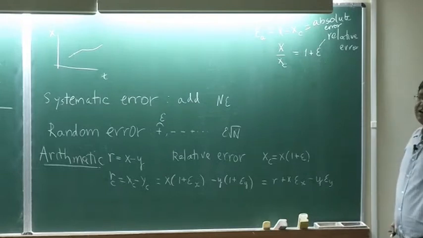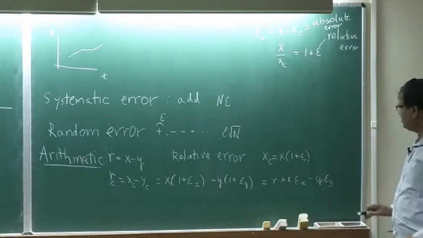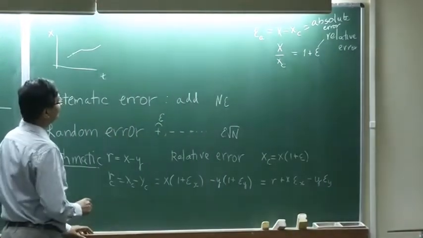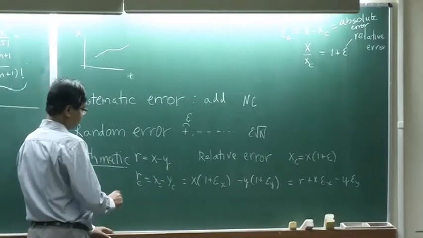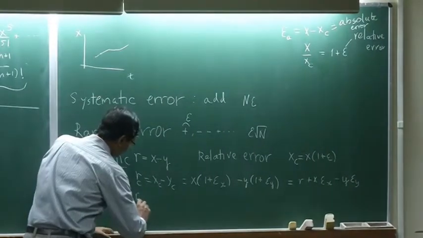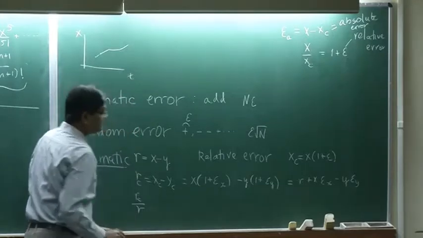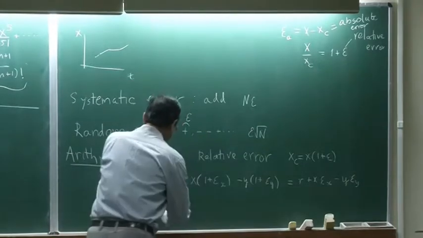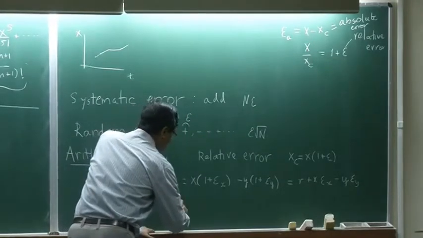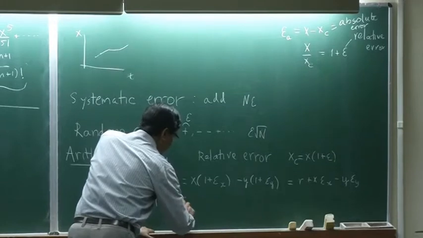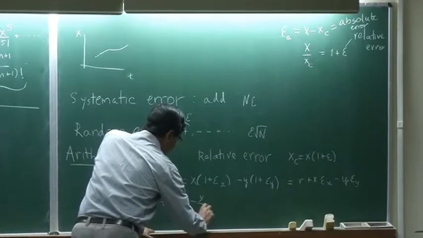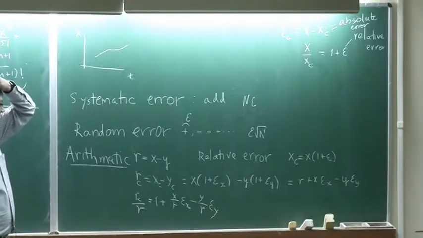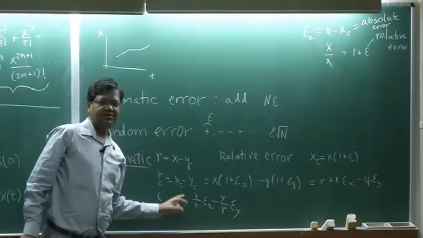Now let us look at relative error in R. So my space is getting eaten up, so I am going to write it here, RC by R. What is RC by R? So, this becomes 1 plus x by R epsilon x. So, these are my relative errors.